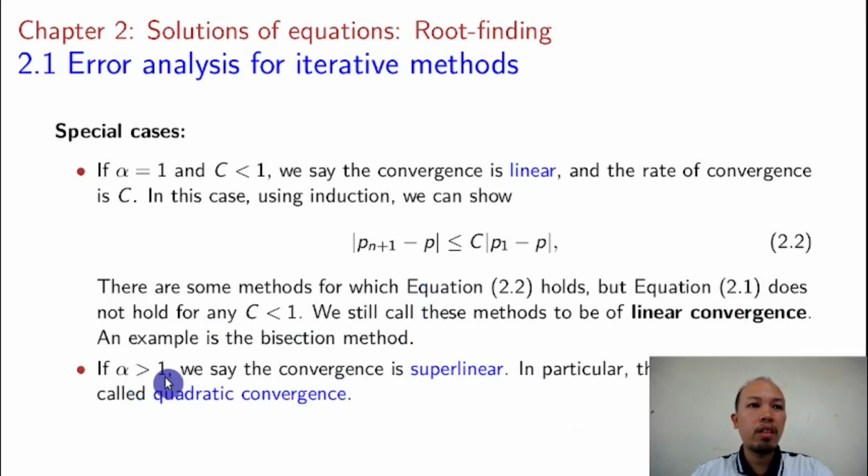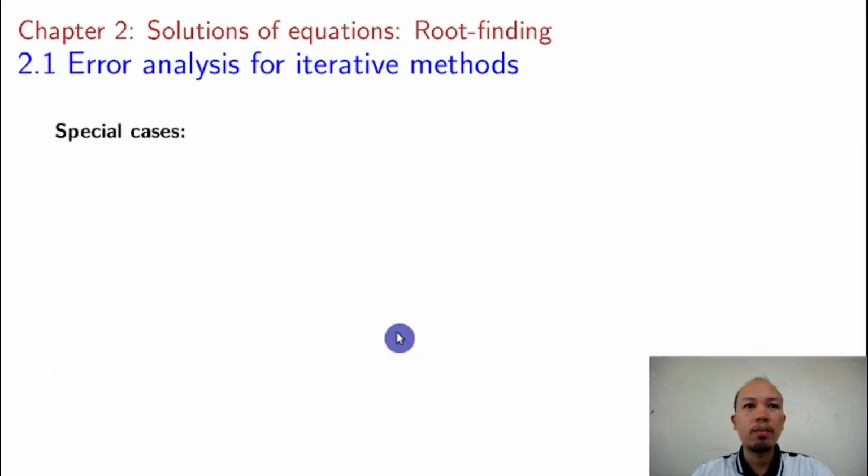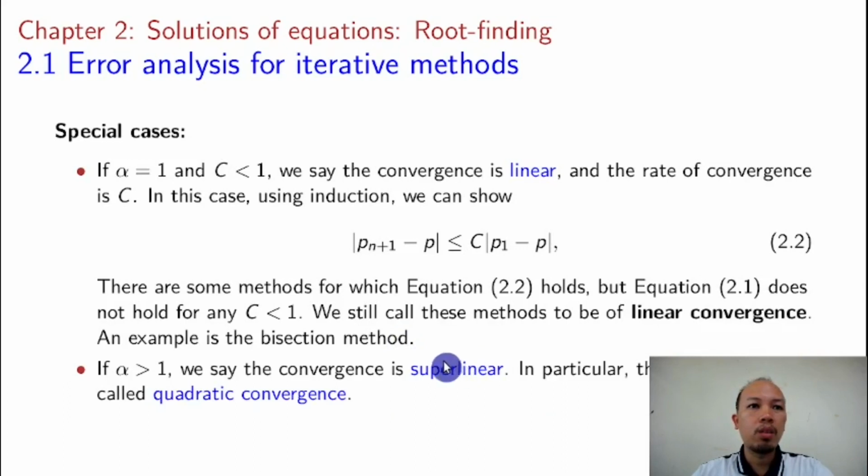If alpha is greater than 1, then we say the convergence is superlinear. In particular, if alpha is equal to 2, then it is called quadratic convergence. So if alpha is equal to 1 and c is less than 1, then the definition becomes linear convergence.